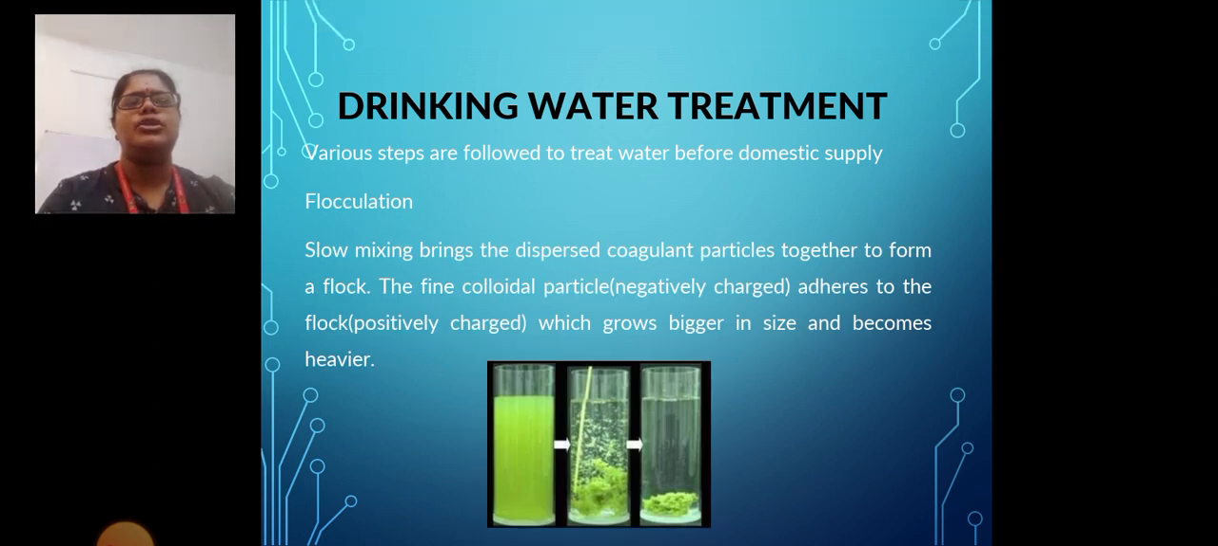Flocculation. Slow mixing brings the dispersed coagulant particles together to form a flock. The fine colloidal particles, negatively charged, adhere to the flock, which is positively charged, and it grows bigger in size and becomes heavier. When it becomes heavier and is kept for a few minutes, it will settle down and it can be removed easily.